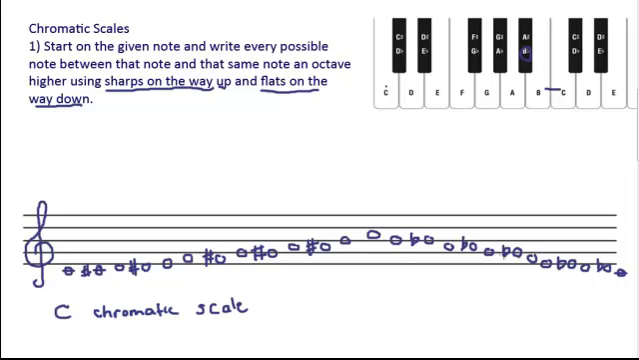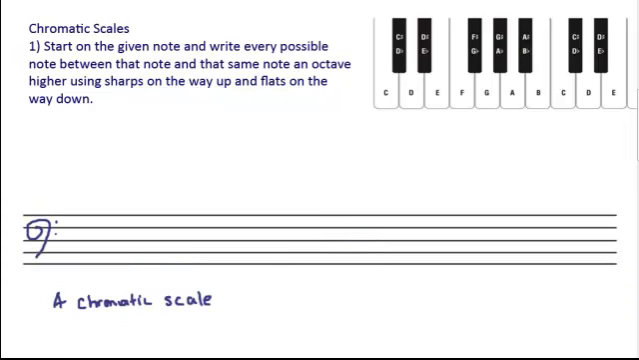Now we can go right to E because there's no black note in between. We go from E to E flat, D to D flat, back to C, and that is our C chromatic scale. So a chromatic scale can start and end on any note.